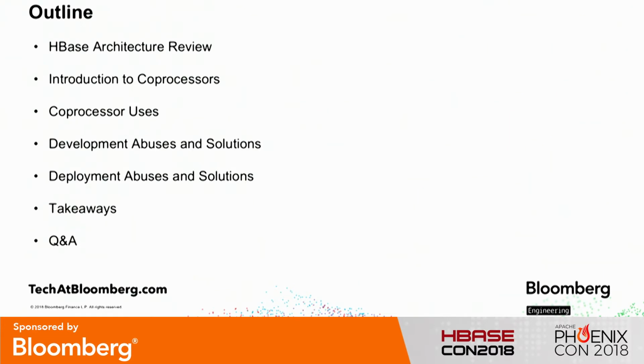And today, we're going to talk to you about HBase coprocessors. And in order to do that, we're going to first review a little bit of HBase architecture, which I'm sure you all know, but we're just going to go over it and make the rest of everything clear. We're going to talk about what coprocessors are and how they work. And then we'll talk about specific use cases of how you can use coprocessors, and then abuses and solutions, which are challenges that we faced and how we got around them for HBase coprocessor development. And then we'll talk about challenges and how we got around them in terms of HBase coprocessor deployments. Then we'll wrap up and leave you some time for questions at the end.